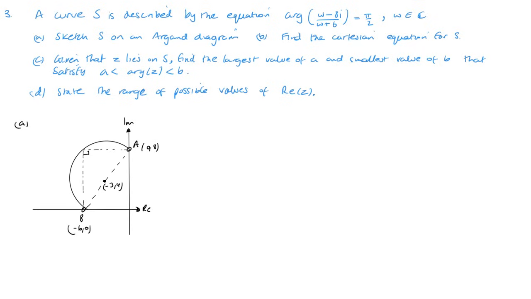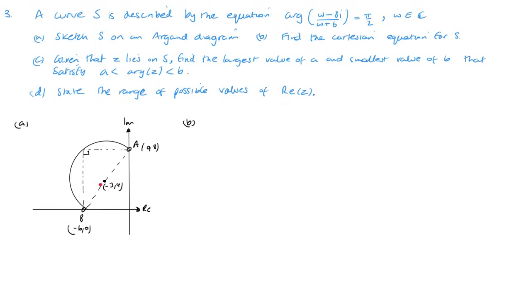So that's part A done. Right, part B. Find the Cartesian equation for S. For this, I could do it algebraically like we did in the example, but I think now we'll use the geometric method, because from the diagram I already know the center of the circle.